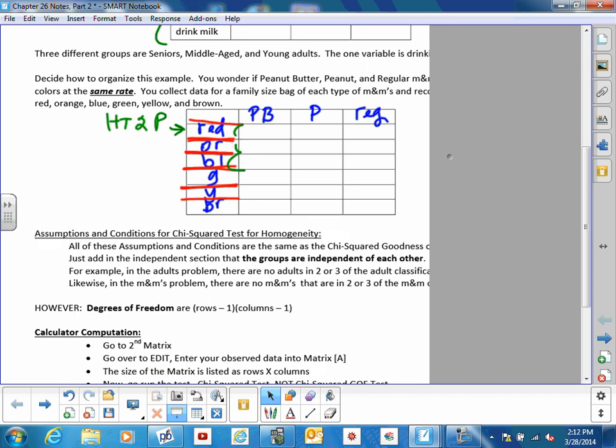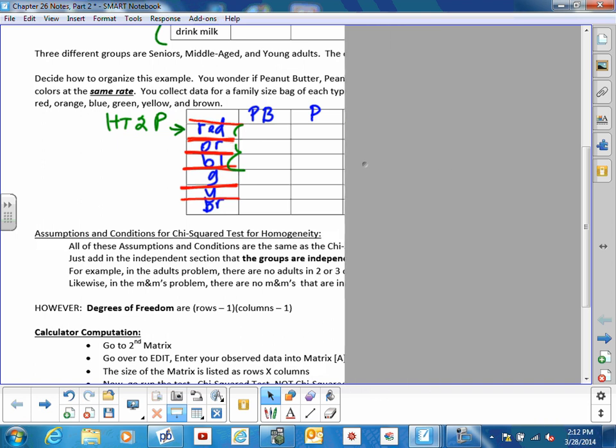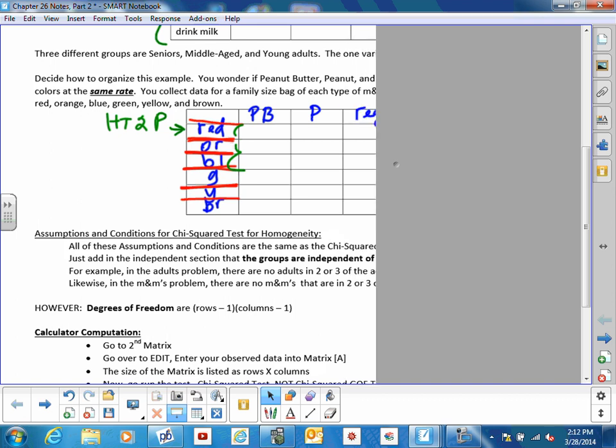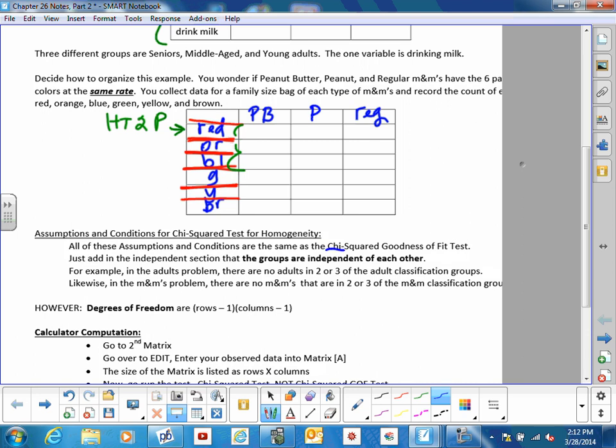So that's what's happening. Whenever we would do just one group, we would have the conditions for just one group. If I'm going to do the conditions for two groups, then what added condition am I going to have about the groups? They are independent of each other. Remember when we had two proportions, I had to say the members of this group are independent of the members of this group. Same thing here, because the peanut butter M&Ms are not going to be counted in the peanut group. Now let's look at these conditions. They are all the same as what we did on Wednesday with the chi-squared goodness of fit, with the exception of having to say that the groups are independent of each other. And again, that's because we've got three groups instead of just one. I think that makes sense.